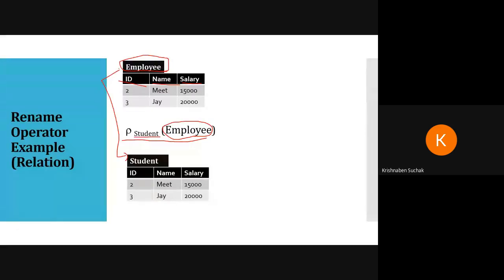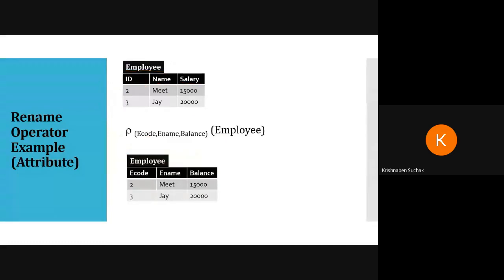Whenever you want to rename attributes, at that time you are going to write like this. See, here we are renaming ID as e code, name as e name, and salary as balance. We are renaming these three things. So row, then here the attribute list. Even if you are not going to change name and salary, even if you want to change only ID, you still need to write comma name comma salary, because here you are listing the complete attributes. And in brackets you are writing employee, that is your table name, or you can say relation name.